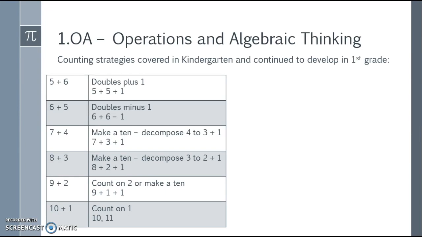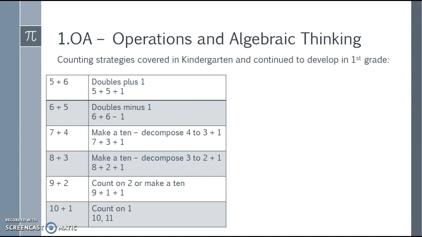We could make 10, decompose 3. I need 2 more to get to 10, so 3 is 2 plus 1, which is 8 plus 2 plus 1. Count on 2 or make a 10. So I could decompose 2 into 1 plus 1 because I need 1 more to get to 10 with 9, or count on 9, 10, 11. And then here, just count on 1.